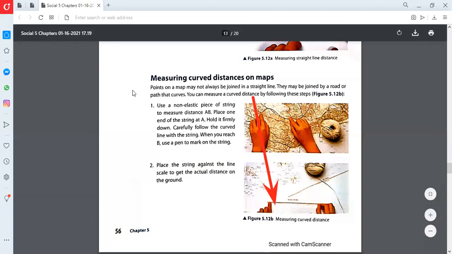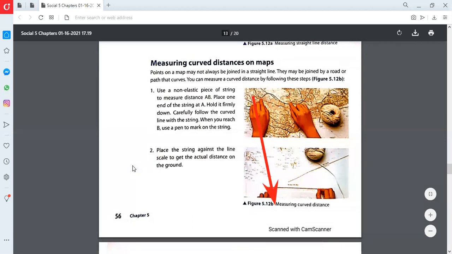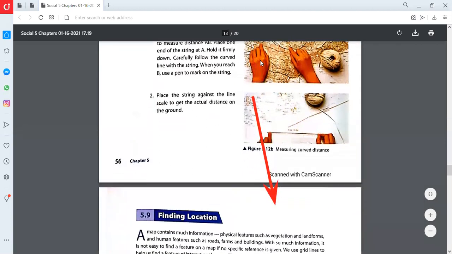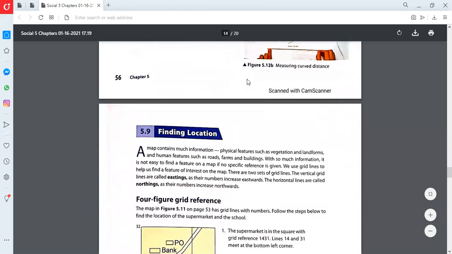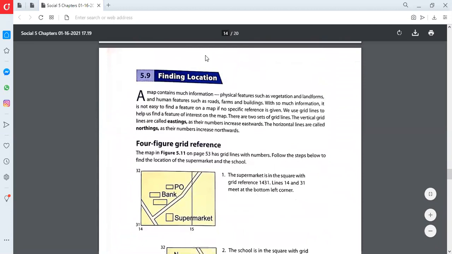Okay, so now we are moving to page number 57. What is page number 57 saying? Page number 57, the topic is now 5.9. It's finding location. It's finding location.